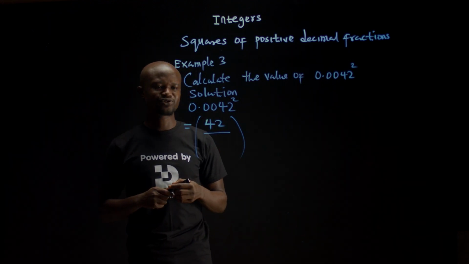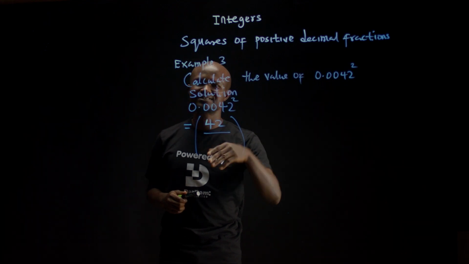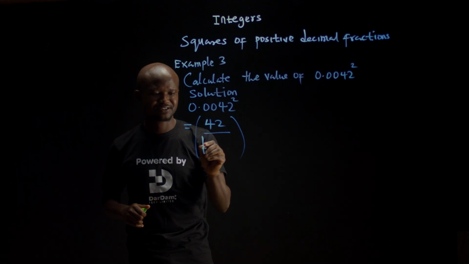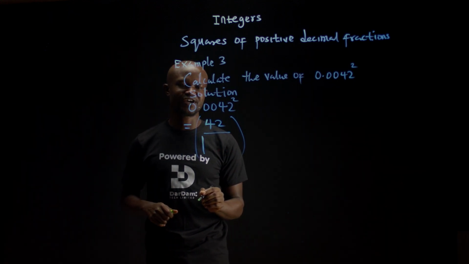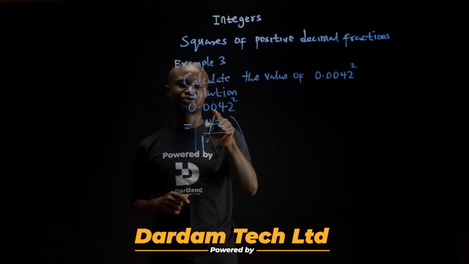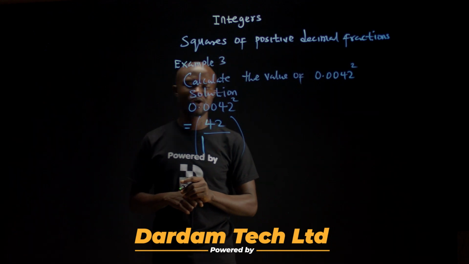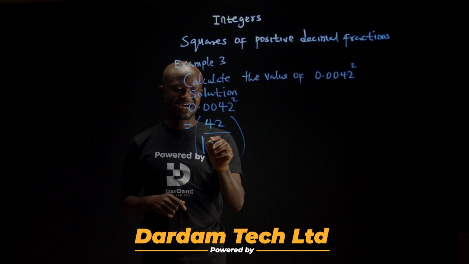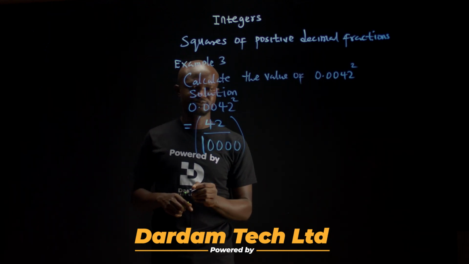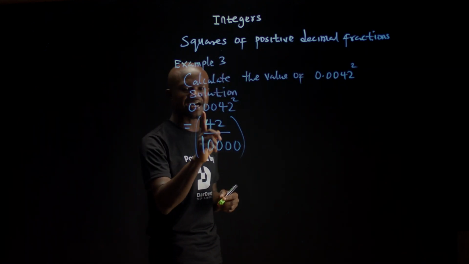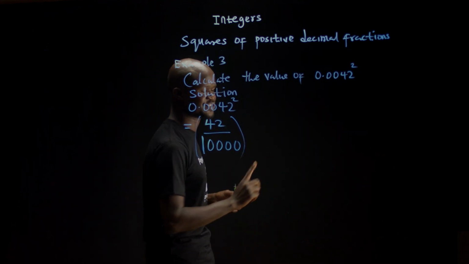Now, what's the next thing to do? How do we determine the powers of tens at the denominator? We write 1 first. Then, what do we have here? After the decimal point, how many numbers are we having? 1, 2, 3, 4. We have 4 numbers. So what are we going to write? We have 0, 0, 0, 0. So can you see that? We have 4 numbers after the decimal point. So we are going to have 4 zeros.